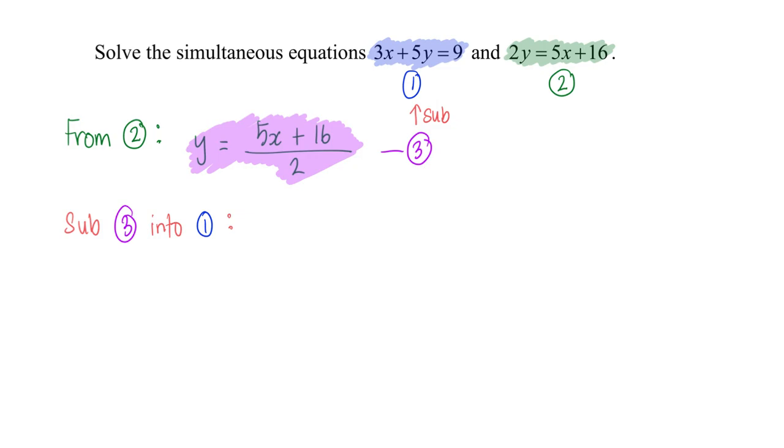And how does it look? My equation 1 would have 3x plus 5y equals 9, right? But now what is my y? My y is 5x plus 16 over 2 in equation 3. So I'm going to rewrite my y as 5x plus 16 divided by 2.